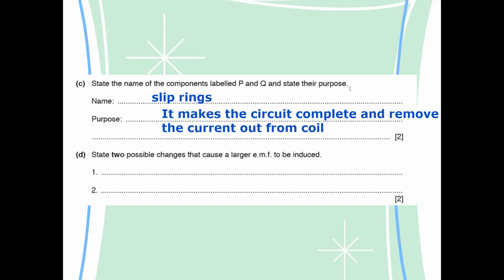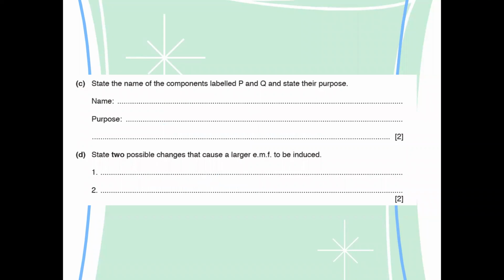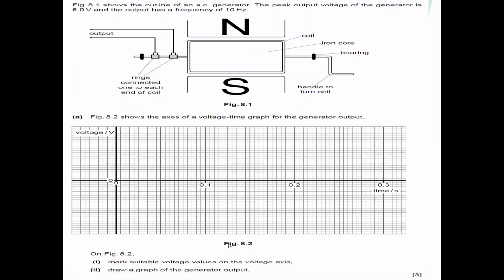State two possible changes that cause a large EMF to be induced. If you want to produce a large EMF, we should use a stronger magnet, or we should rotate faster, or we should use more turns for the coil. Out of three, any two you can mention here. So to induce a large EMF, we should use a stronger magnet or increase the number of turns.